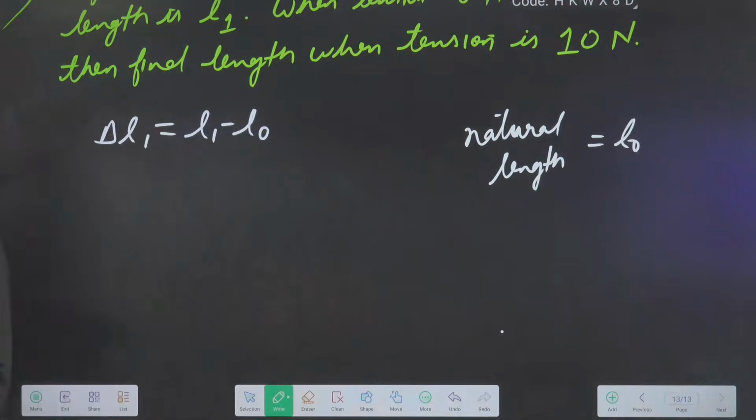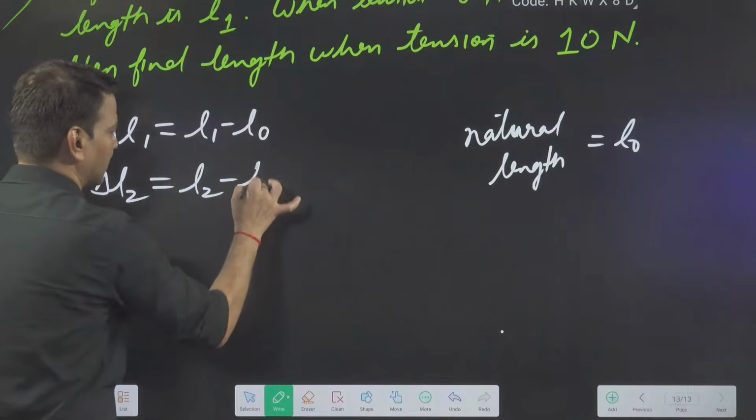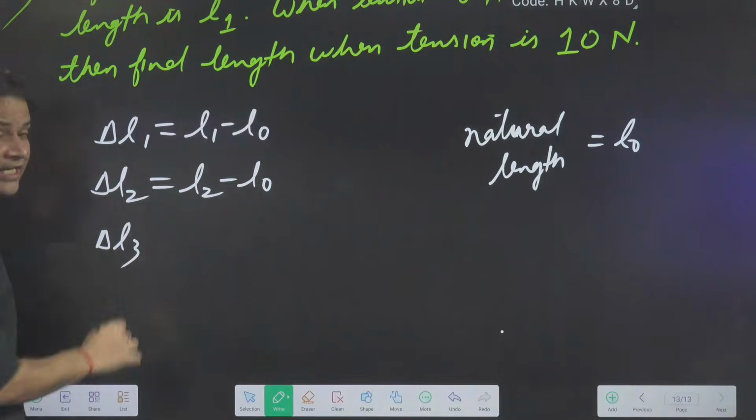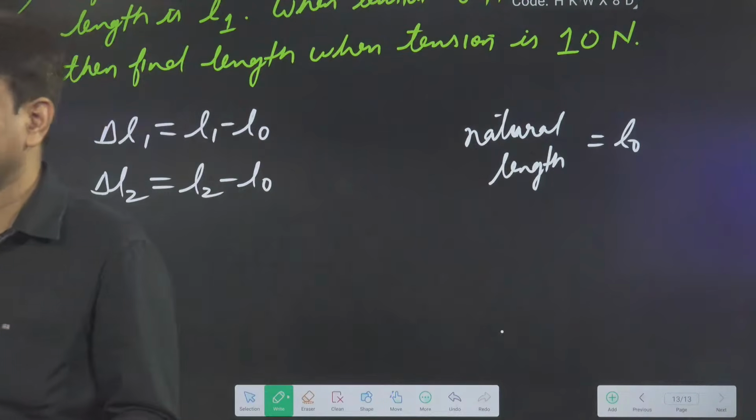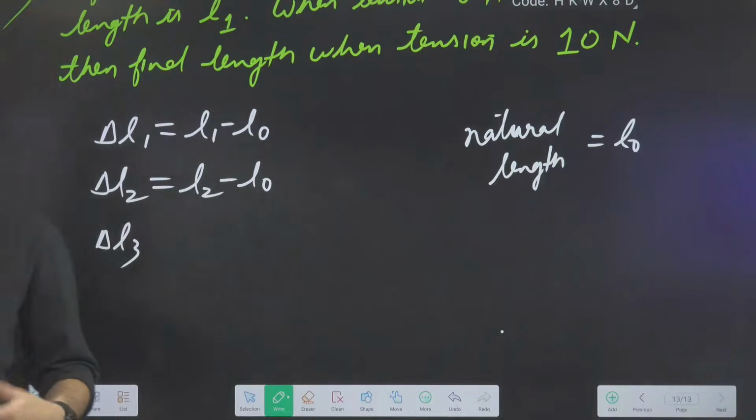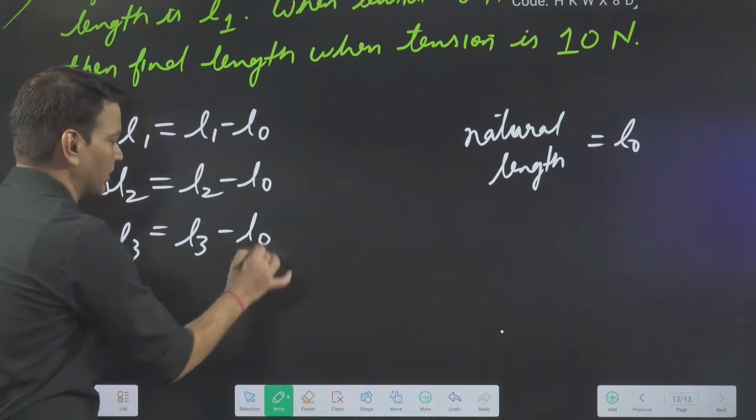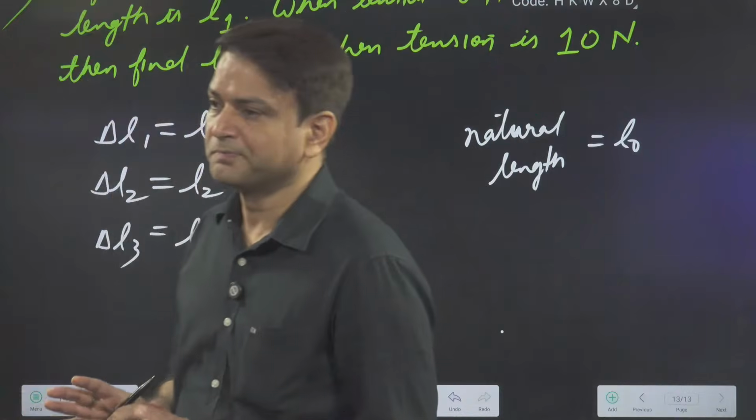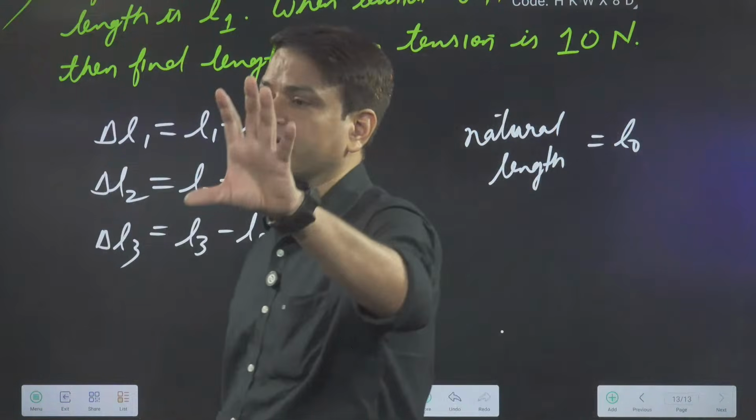Okay, so delta L1 I can say is L1 minus L0. Similarly, delta L2 will be equal to L2 minus L0. And suppose I am taking a third case, when the tension is 10 Newton and the length is L3. So delta L3 I can say is L3 minus L0. This L3 I have to find. Everybody got? So L3 we have to calculate in terms of L1 and L2.